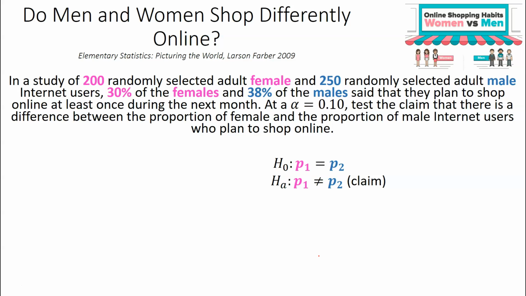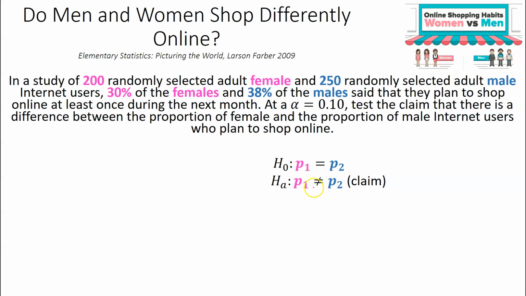All right, let's look at one where, like I told you, I'm going to be giving percentages instead of the numbers. So in this one, there was a study of 200 randomly selected adult females and 250 randomly selected adult males. Notice the sizes don't have to be the same. Internet users, 30% of the females and 38% of the males said that they plan to shop online at least once during the next month. At a significance level of 10%, an alpha of 10%, test the claim that there is a difference between the proportion of female and the proportion of male internet users who plan to shop online.